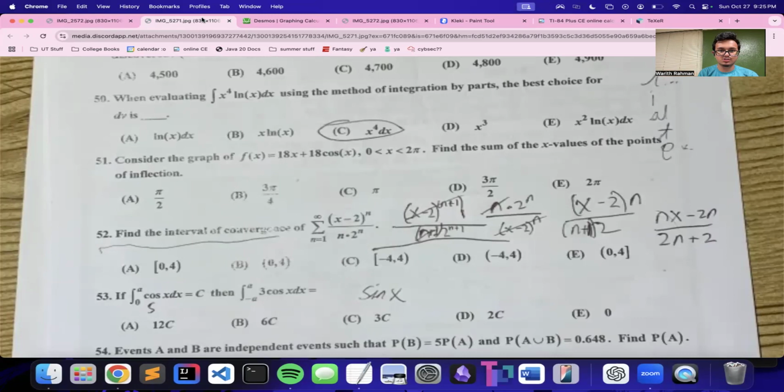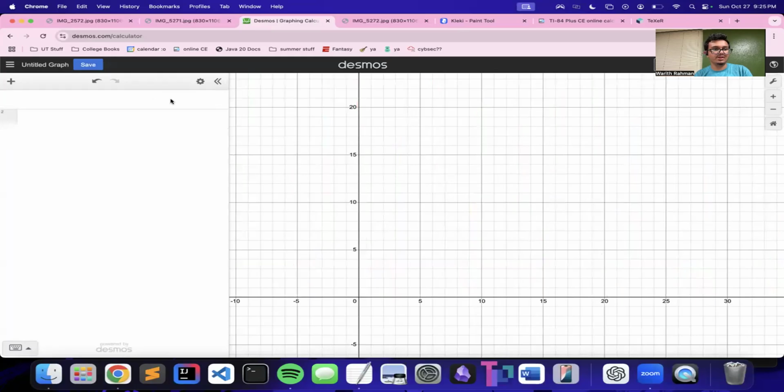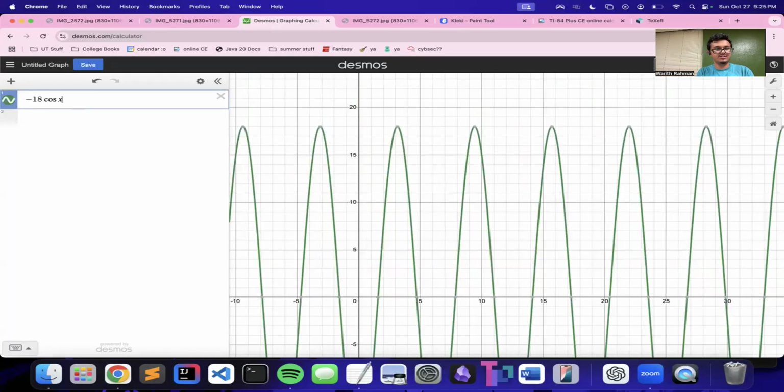So if we take the derivative of this twice, the derivative of 18x is 18, and the derivative of that is zero. The derivative of 18 cosine x is negative 18 sine x. The derivative of that is negative 18 cosine x. So this is the function of our second derivative.